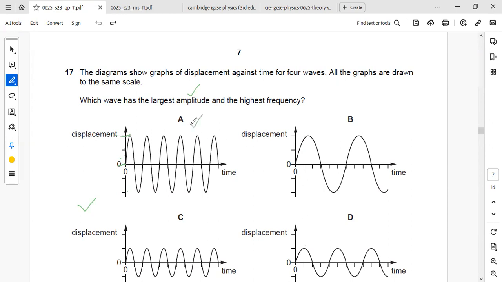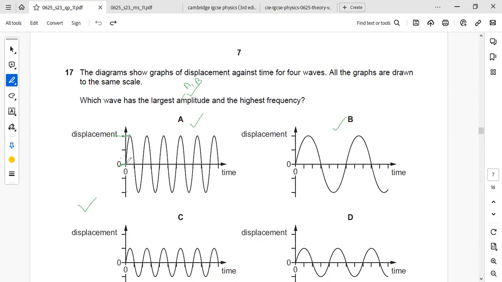So we'll be choosing A and B. For A and B, the amplitude is high. Amplitude is more for A and B. Next, we'll see which has the highest frequency. So we'll see the time period.